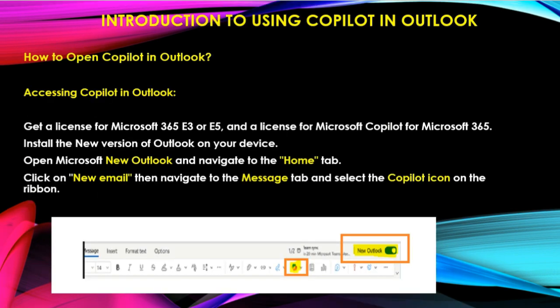Introduction to using Copilot in Outlook. How to open Copilot in Outlook. Accessing Copilot in Outlook. Get a license for Microsoft 365 E3 or E5 and a license for Microsoft Copilot for Microsoft 365. Install the new version of Outlook on your device. Open the new Microsoft Outlook and navigate to the Home tab. Click on New Email, then navigate to the Message tab and select the Copilot icon on the ribbon.